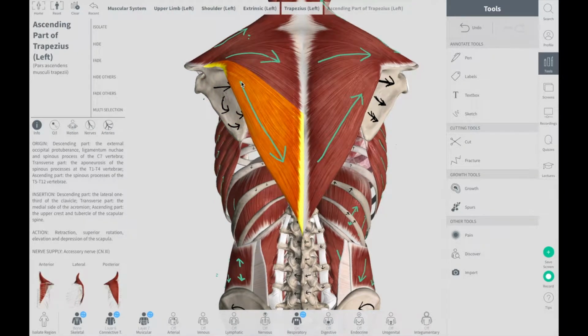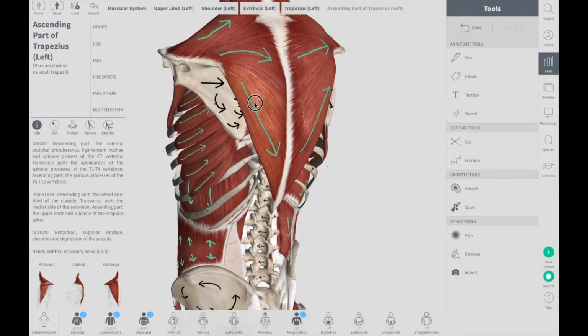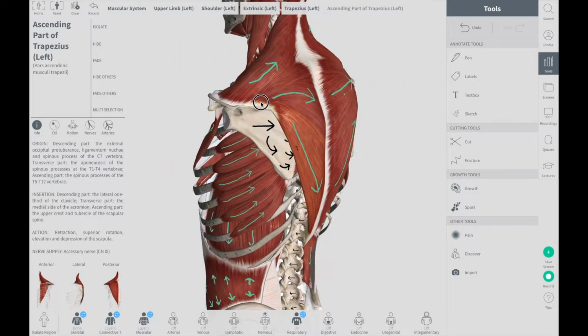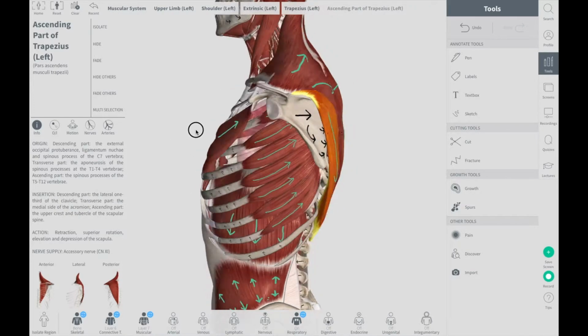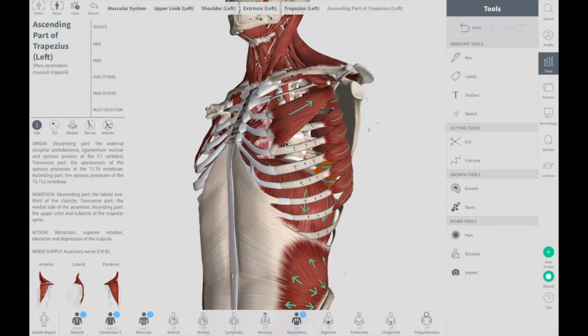Now, let's reposition this a little bit. The scapular attachments of the left lower trap can further assist in its role of retracting the left scapula, getting out of the way of left rib external rotation and expansion upon inhalation.